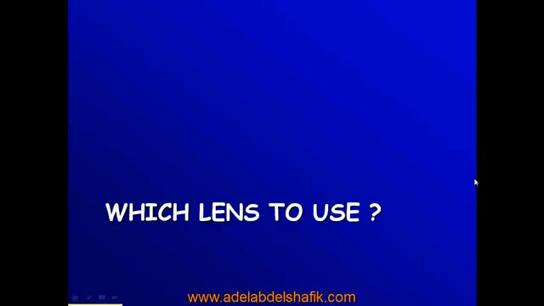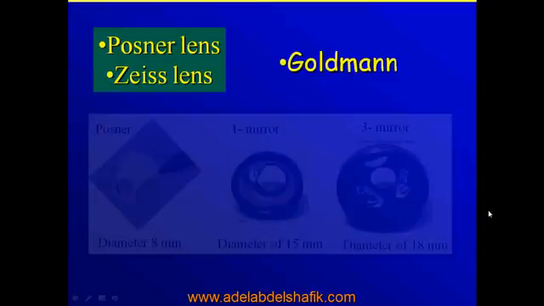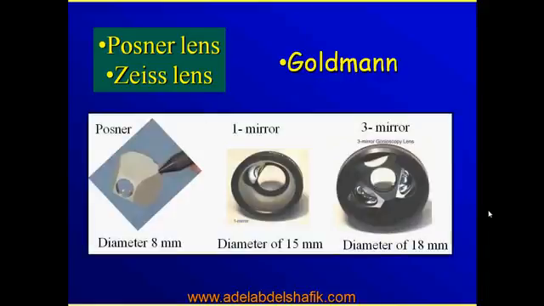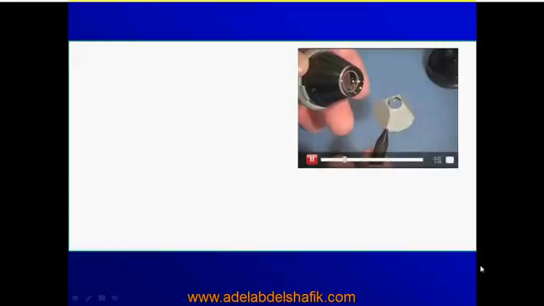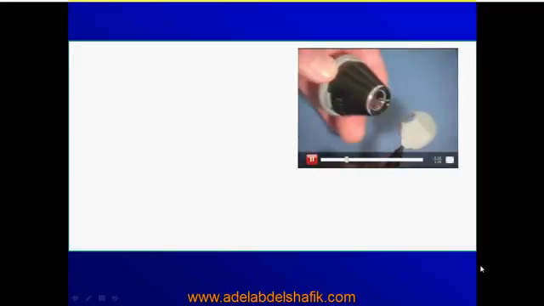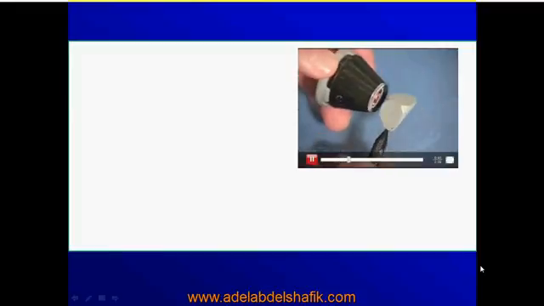Which lens should we use? We have the Goldmann one mirror and three mirror. The Goldmann one mirror lens has a diameter of 15 millimeters, while the three mirror Goldmann has a diameter of 18 millimeters. On the other hand, the Posner lens has a diameter of only 8 millimeters. This is the four mirror Posner lens, and this is the three mirror Goldmann lens. You notice the difference in the size of the two lenses, 18 and 8.